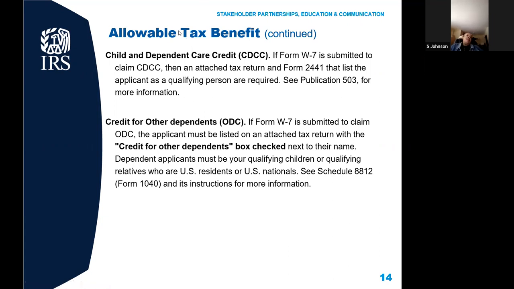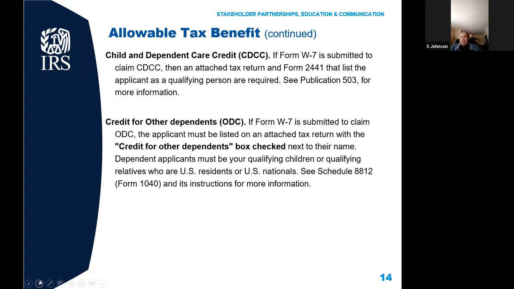Then there's a credit for other dependents. That's if the Form W-7 is submitted to claim the other dependent credit. It's just a credit. It's not refundable. They're expecting to see information attached on a 1040 form with the box checked for credit for other dependents.